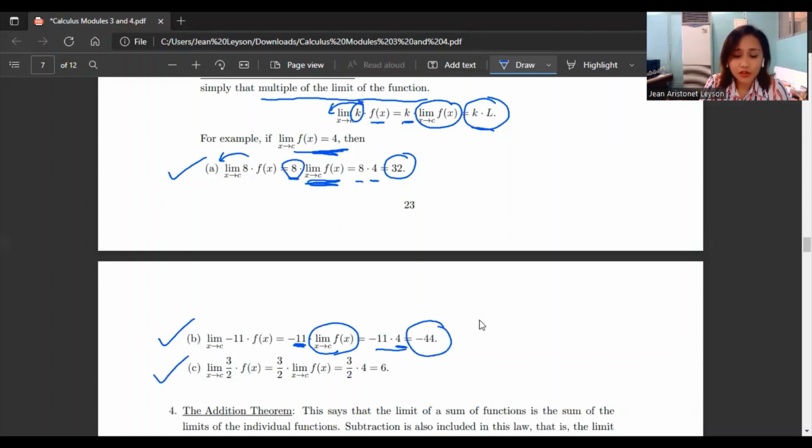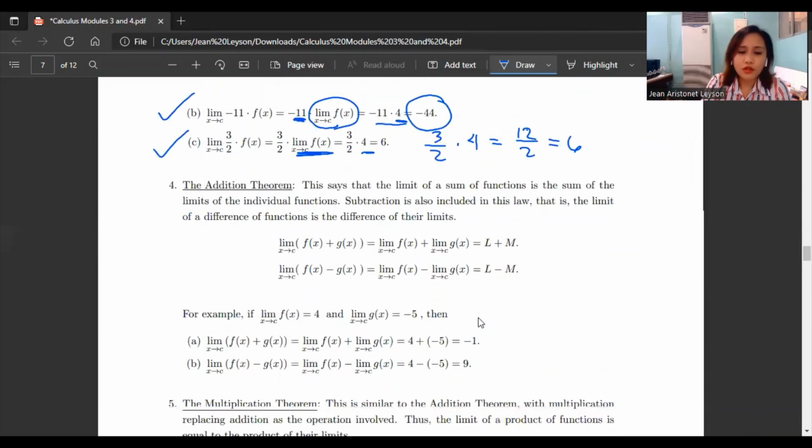Letter C, the limit of 3/2 times f of x as x approaches c, again place the constant outside or before the limit of the function, evaluate, that's 4. So 3/2 times 4 is 6. So it's 3/2 times 4. That's simply numerator to numerator. That's 12. It's 12 over 2, which is 6.